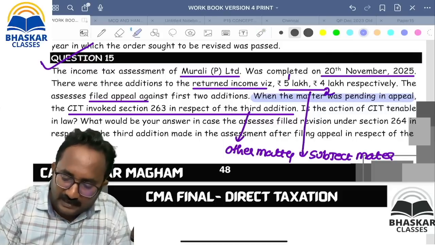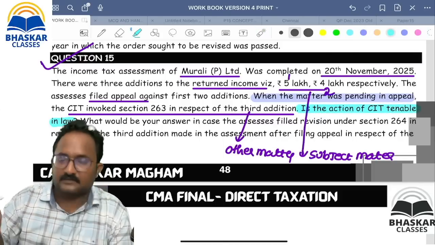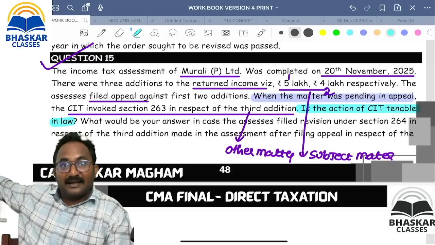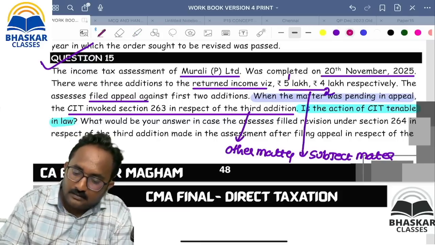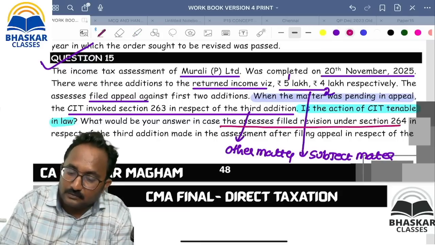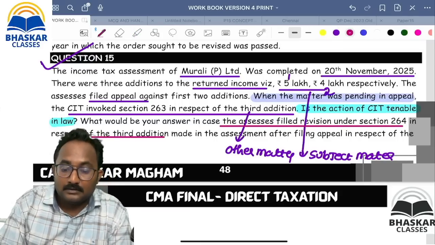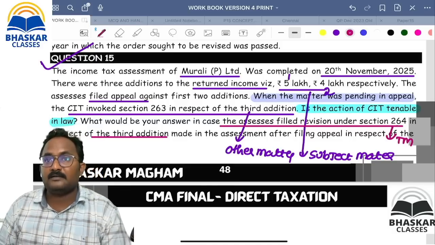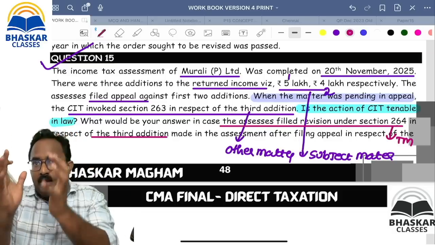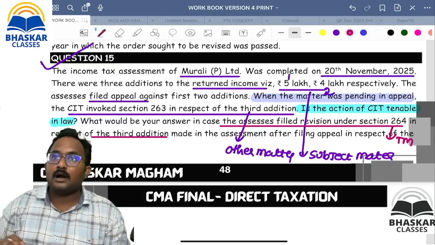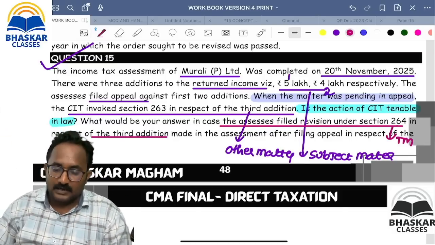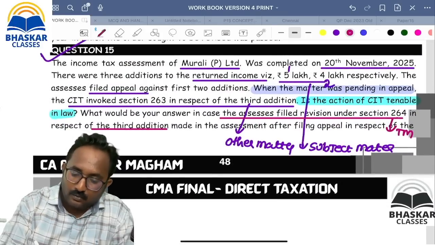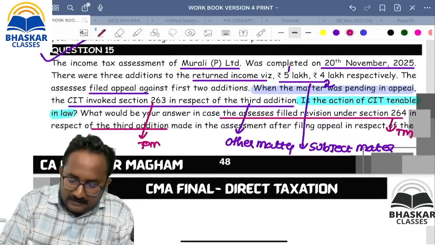So is the action of the CIT tenable in law or not? Yes. Why? Because of the doctrine of partial measure. Now they are changing the question again. Now they are asking, SSC filed the revision under section 264 for the third addition. Can you tell me, revision under section 264 means total measure or partial measure? Total measure. Either we can do all additions, revision, or for all additions we need to go for appeal. So can you go for the revision under section 264? No. Under 264, total measure applies, not partial.